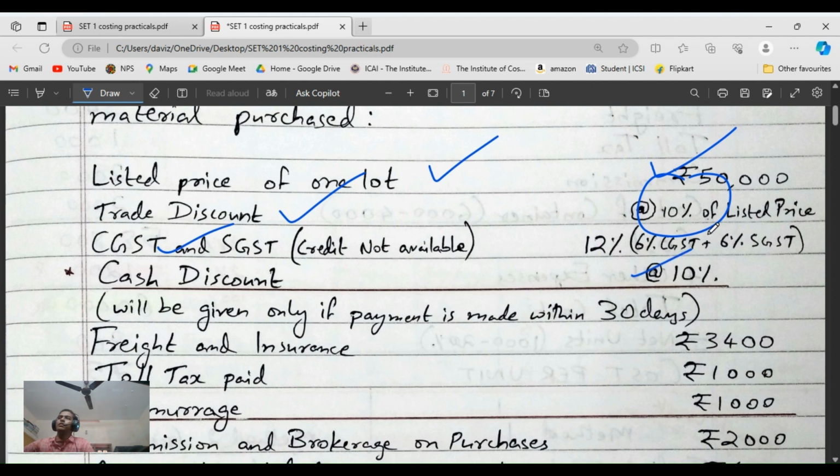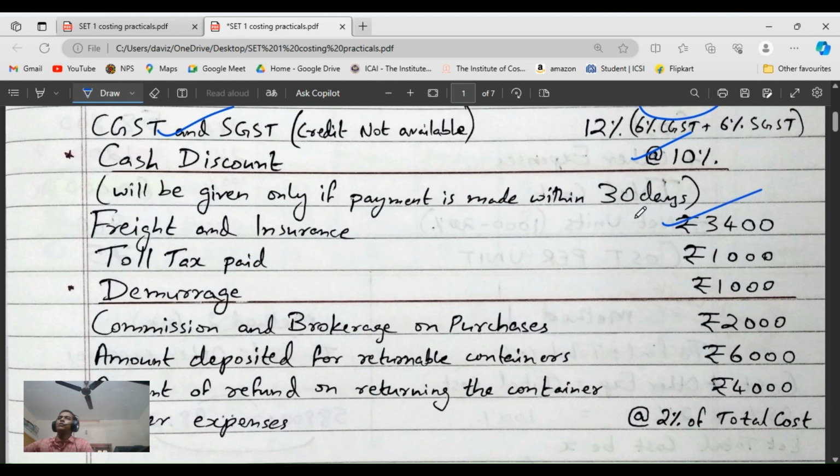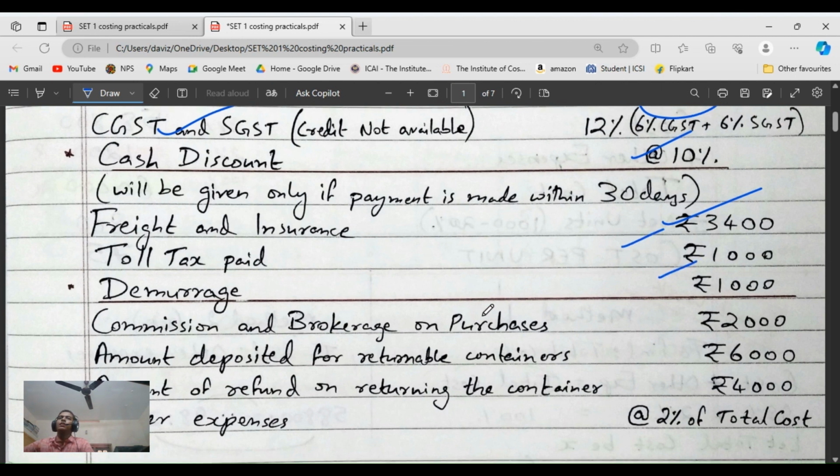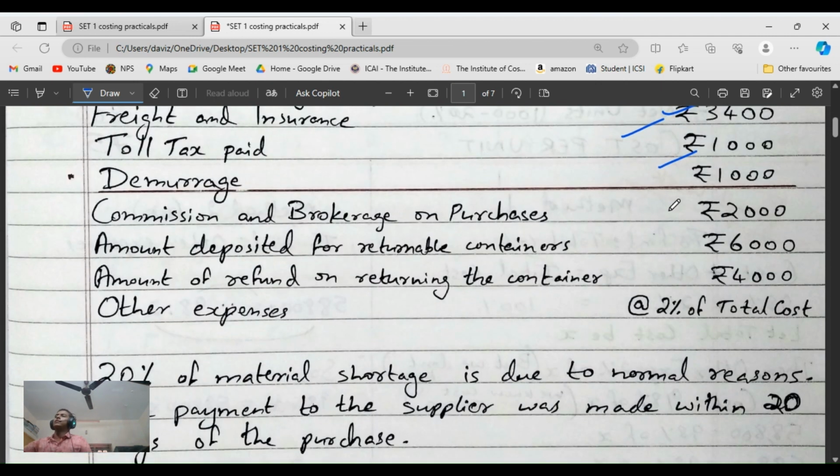Cash discount 10%. Freight 3,400. Toll tax paid is 1,000. Demurrage is 1,000. Commission and brokerage on purchase is 2,000. Amount deposited for returnable containers is 6,000. Amount of refund on returning the container is 4,000. Other expenses is 2% of total cost.